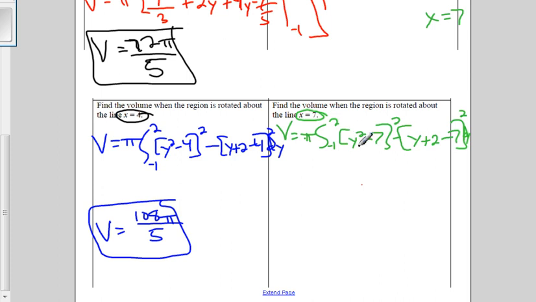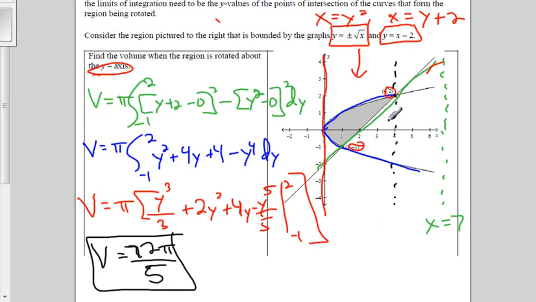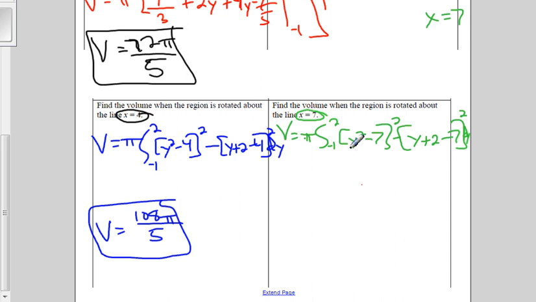So again, it's the outer function, which when we're at x equals 7, a vertical line, is once again the sideways parabola, x equals y squared. And the inner function is the line, x equals y plus 2. The next couple of steps are just multiplying these out and simplifying, and once we get it to a simplified integral, then we can take the antiderivative. So let's do that.